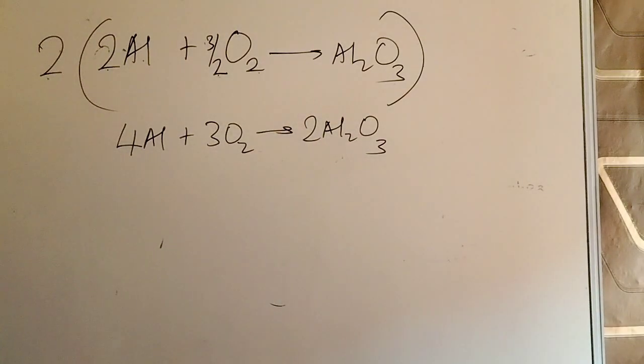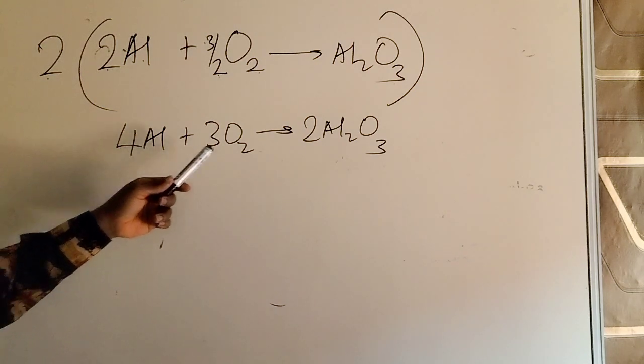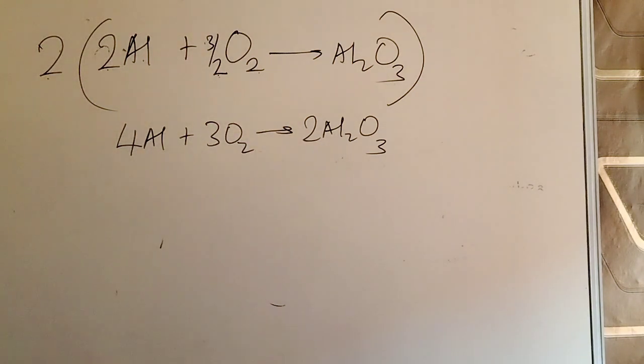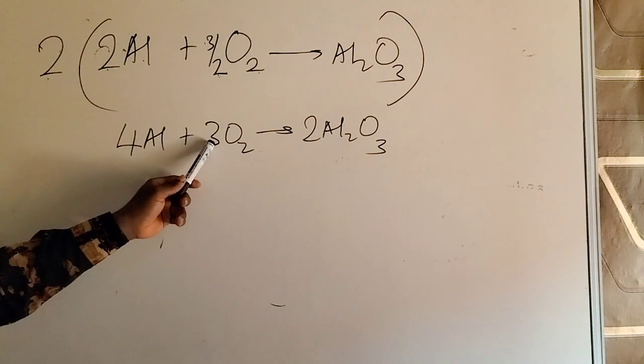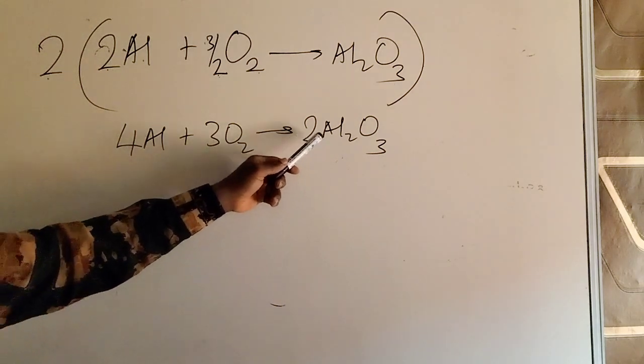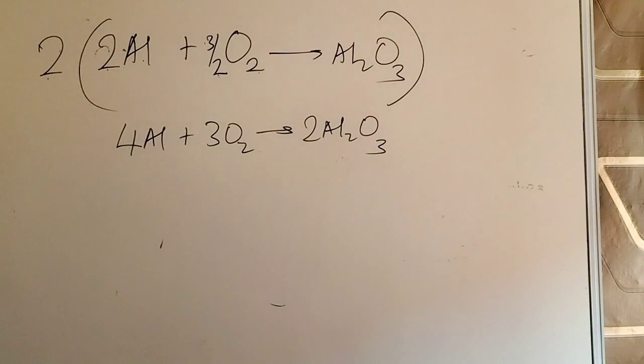Then 2 times 1 in front gives you 2Al2O3. If you check, you have a balanced equation. We have 4 atoms of aluminium, 2 times 2, 4. 6 atoms of oxygen, 3 times 2 is 6, 2 times 3 also 6. We now have a balanced equation. So, having done that, let us continue.